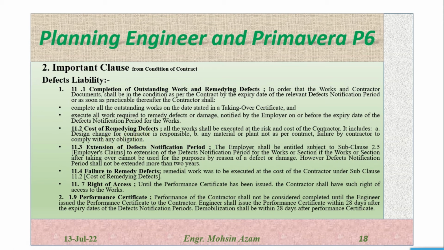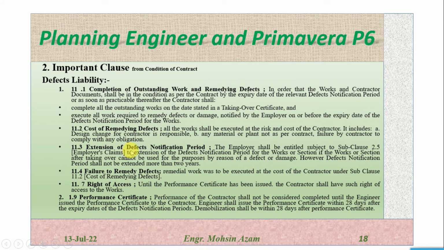So cost of remedy of defect, as it's written here: if there is any defect and the employer instructs the contractor to remove the defect or damage from the project, the cost will be on the contractor in two conditions. Number A is if there is a design change from the contract for which the contractor is responsible, the cost of remedy will be on the contractor. Or if there is any material or plant not as per the contract, or if he used any material in the project which was not as per the contract specification, the cost of all the remedy will be on the contractor.